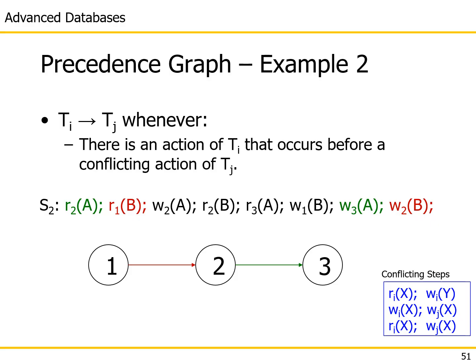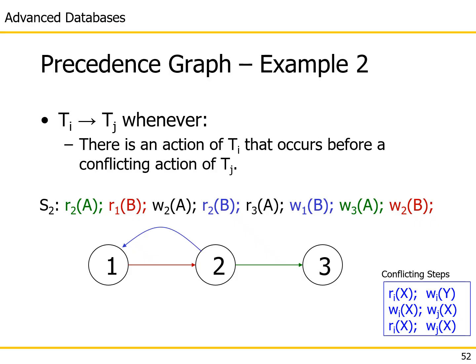But wait a minute, I can also find this one. Transaction 2 is reading B and transaction 1 is writing B. This is again the third step in the blue box. So this means 2 should come before 1. Now we have an issue. If you look at this one, there is a cycle there.